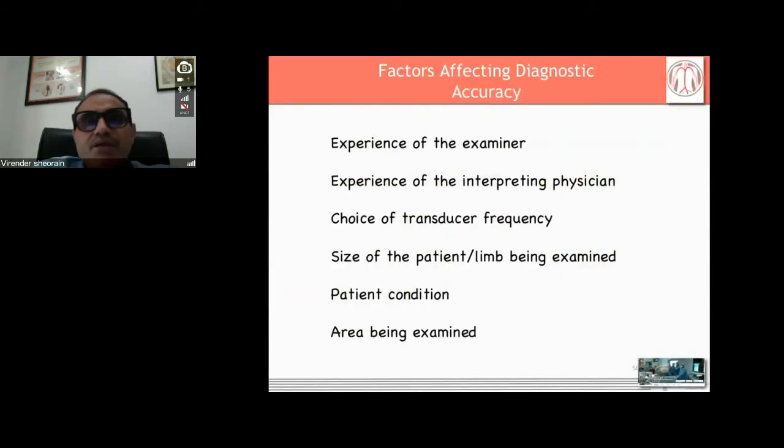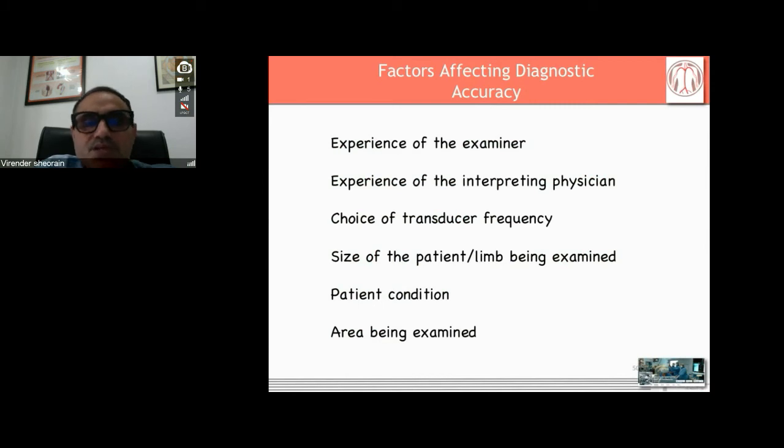So, factors affecting diagnostic accuracy. I would start with the machine. Have a good machine. Know your machine. Your experience, definitely, it is true for each of us and for any field we come from. So the experience of the examiner: the more experience you have, the more disease you see, the better you are. Then the experience of the interpreting physician, and the choice of transducer frequency. You cannot use a curvilinear probe and look for a superficial vein. So the frequency is important.